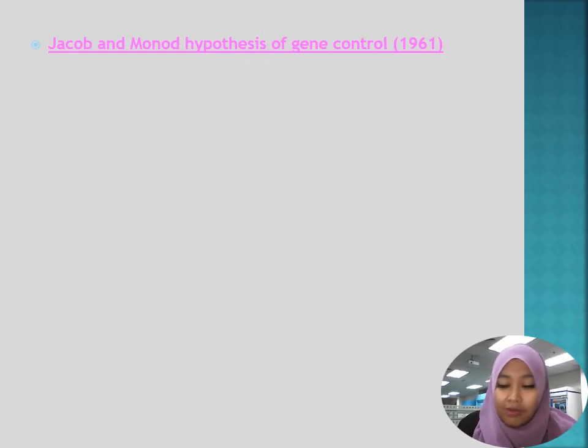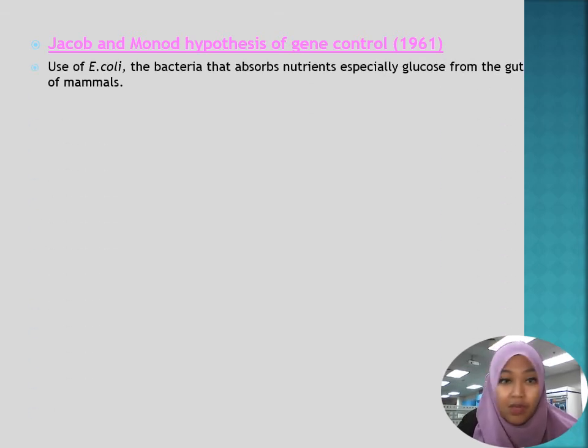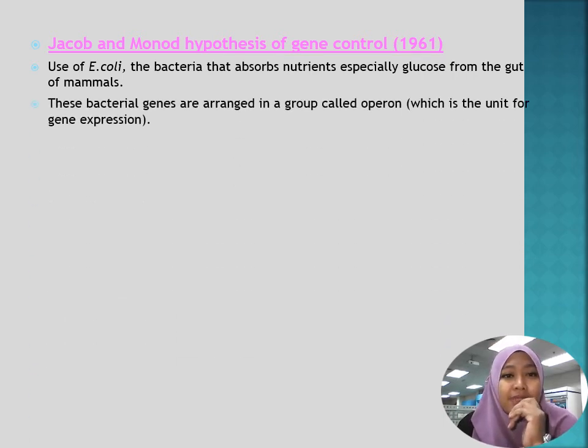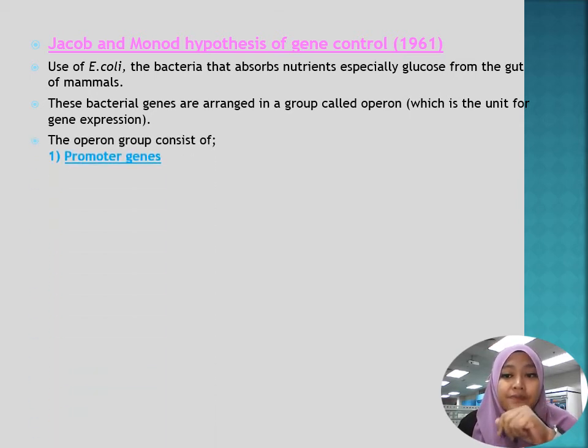All right, so right now we have one of the hypotheses on gene control, produced by Jacob and Monod in 1961, using E. coli. This bacterium absorbs nutrients, especially glucose, from the gut of mammals, including humans. These bacterial genes are arranged in a group called an operon, which is a unit for gene expression.